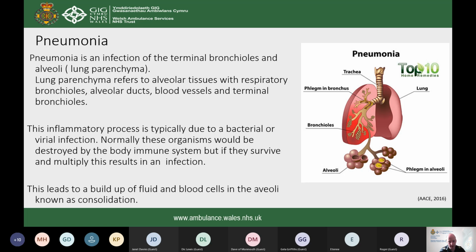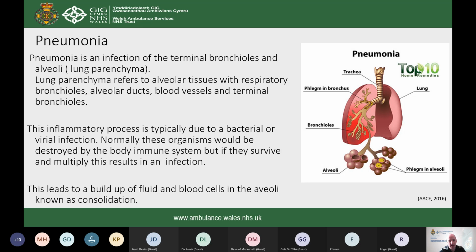So pneumonia then. Again, this is something that you will come across and one of the main respiratory conditions. Pneumonia is an infection of the terminal bronchioles and the alveoli. So turn that tree upside down. We're talking about the little trunk, the little branches and the leaves is affected in pneumonia.